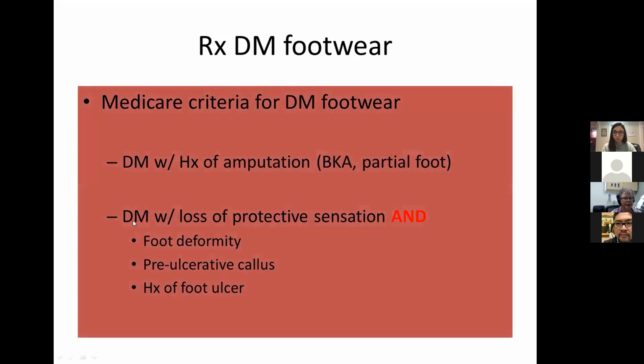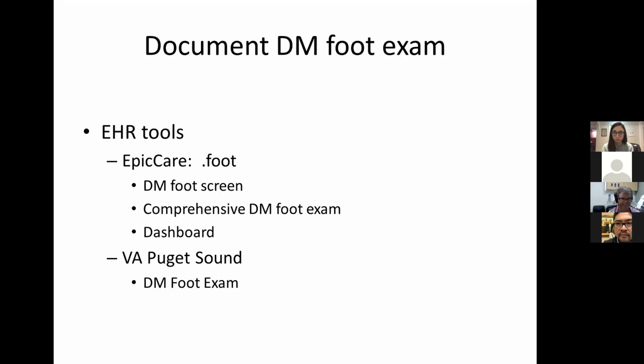Patients that have loss of protective sensation, so it's not just neuropathy, it's diabetes, loss of sensation, and either a foot deformity, a preulcerative callus, or a history of a foot ulcer. So when patients come in and say, I have diabetes, I heard I get free shoes, I go, maybe. It's a little disappointing for some patients, but it is considered fraud if you approve diabetic shoes, saying the patient meets all of the criteria, if the patient does not.